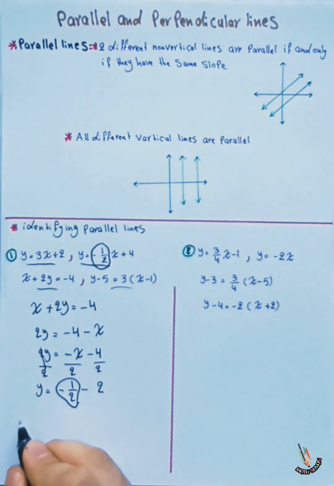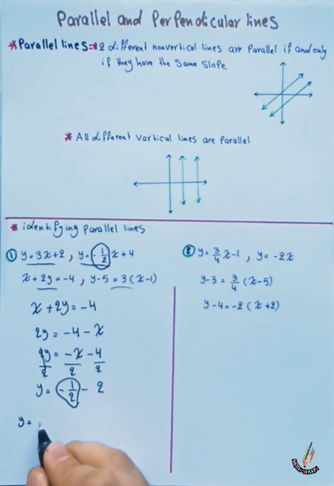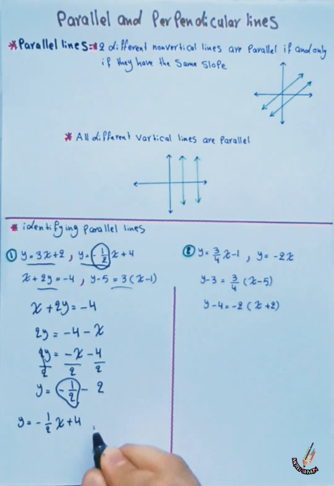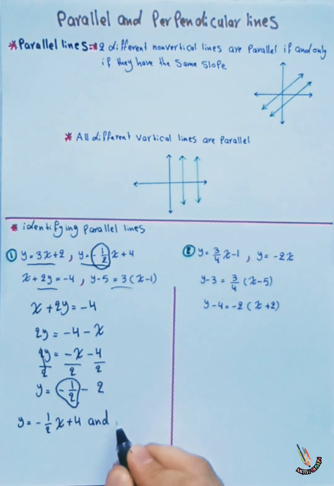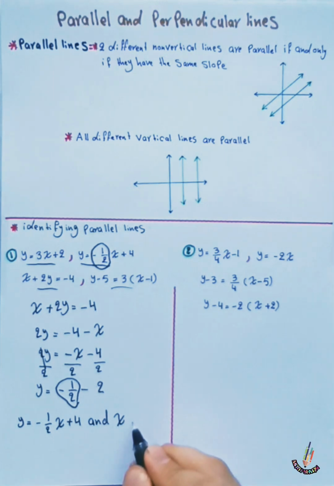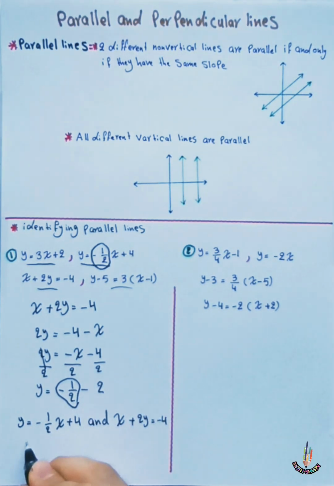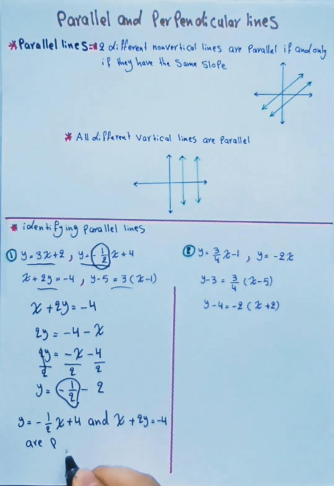So we have to write y equal to negative 1 out of 2 x plus 4, and x plus 2y equal to negative 4 are parallel because they have the same slope.